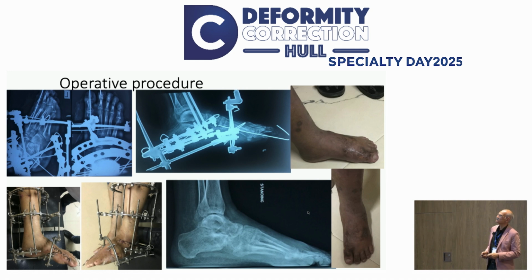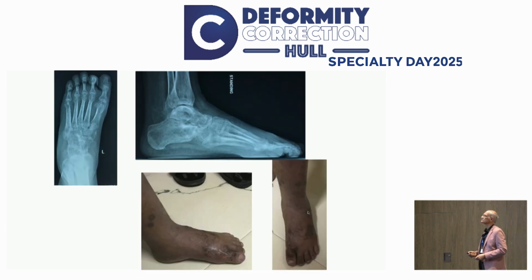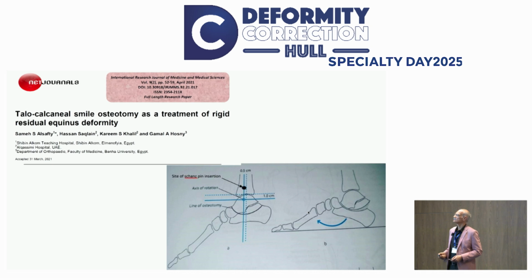You see here, this is immediately after. You still have the full deformity and cavus deformity. Then we do gradual distraction. This is the lateral incision, this is the incision for the big toe, and this is the end picture. This is another type of osteotomy where you do it. It's called the smile or U-shaped osteotomy.